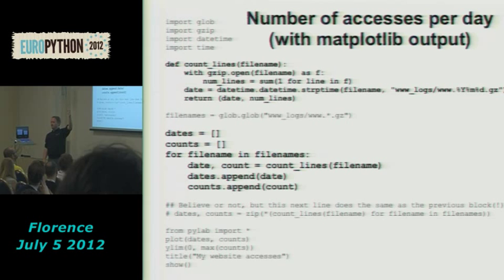I clean it up a little bit. I pull it out to its own function to count lines given a file name. And I had to do some things to parse the file name so I can get the date as an actual Python datetime.